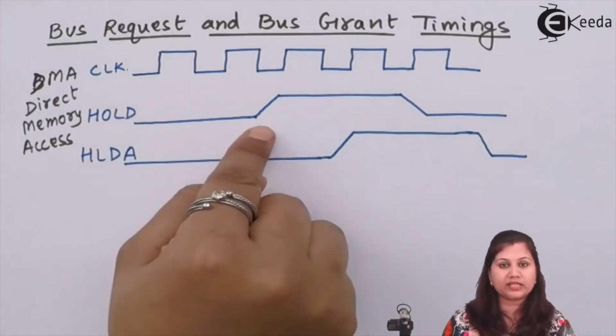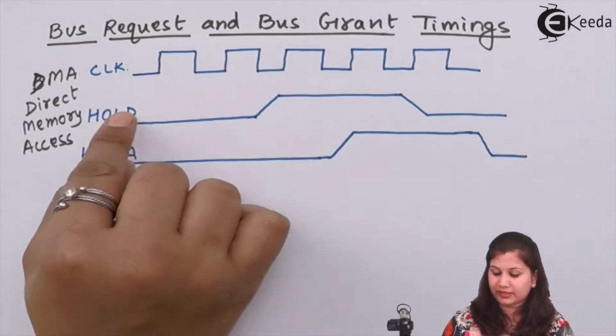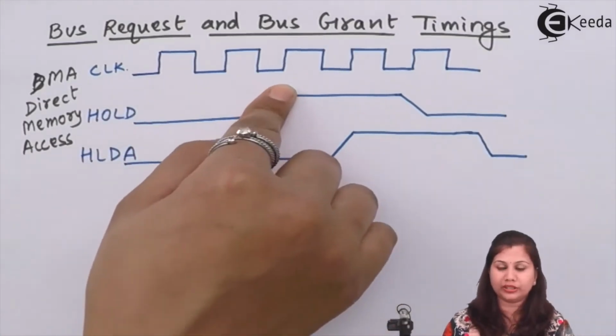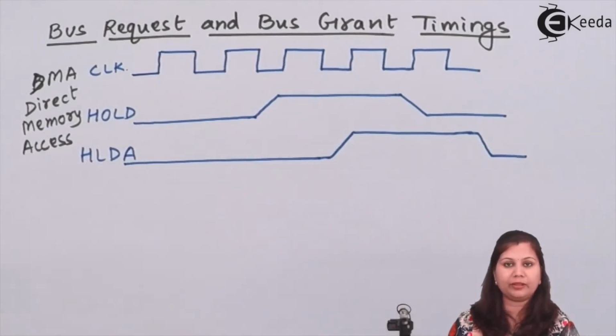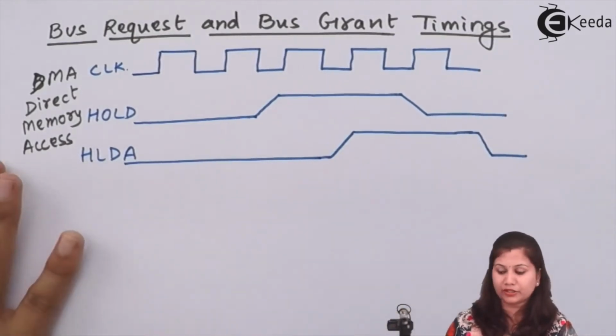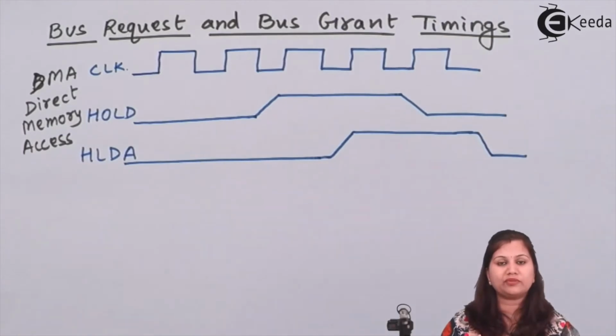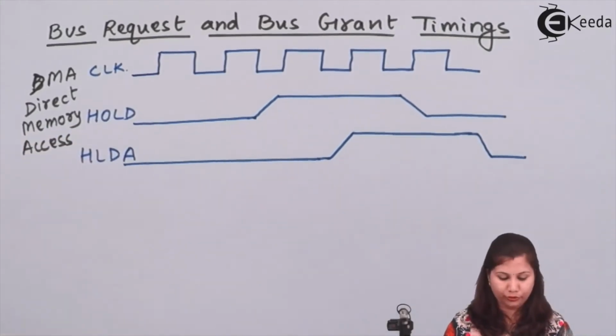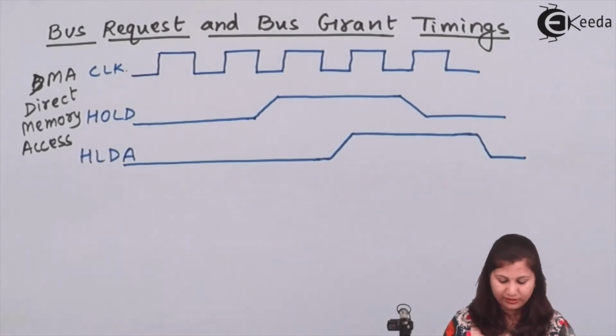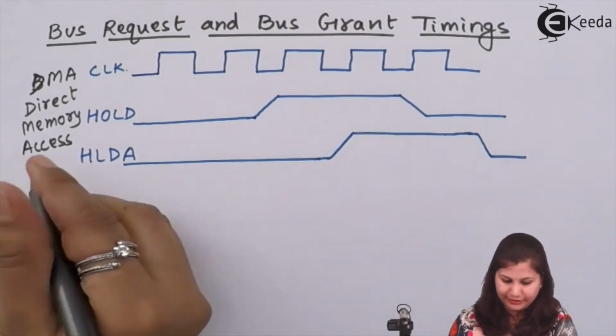So when this hold signal is received by the microprocessor at the leading edge of each clock pulse, it is checking, and if it is received, then HLDA will be granted by the microprocessor. So the control of buses will be relinquished to the direct memory access DMA controller. So we have the two signals here, hold and HLDA.